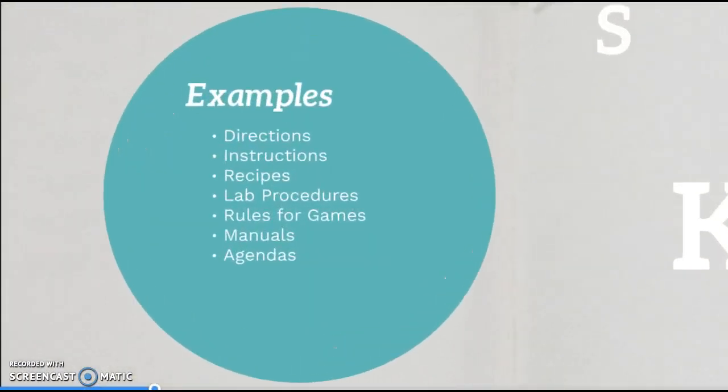Some examples of procedural text include directions, instructions, recipes, lab procedures, rules for games, manuals, and agendas. You might frequently use these. For example, you might use directions in order to get to a new destination. You might use a recipe in order to create a new meal. And you might use lab procedures in your science classroom in order to do an experiment. Furthermore, you'll use instructions very frequently in the classroom, as well as rules for games for entertainment.